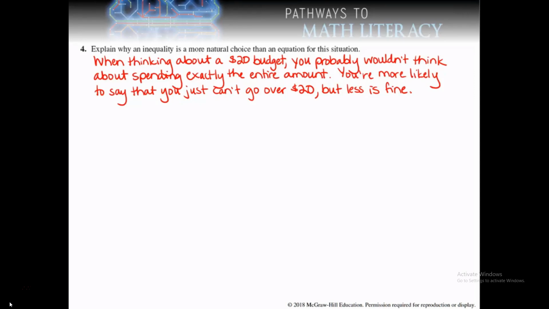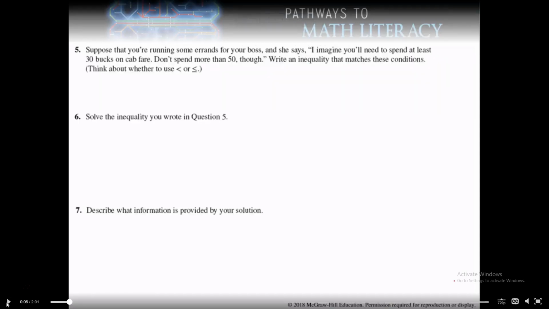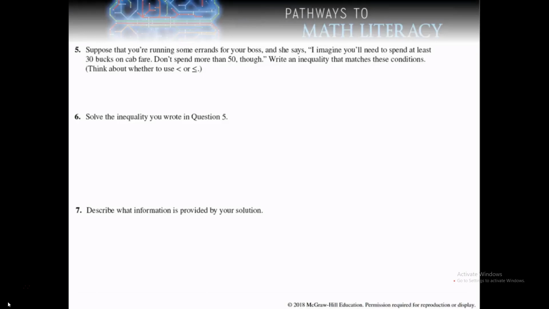In 5, we're still looking at this cab fare formula, and so let's say that you expect to spend at least $30 but not more than $50. So we're going to write an inequality that matches these conditions. Well, in this case, that would be a compound inequality because we're saying that we think it's going to be between $30 and $50. At least $30 means that it would include $30 as a possibility. And don't spend more than $50 means you could spend up to $50, so $50 would also be included.